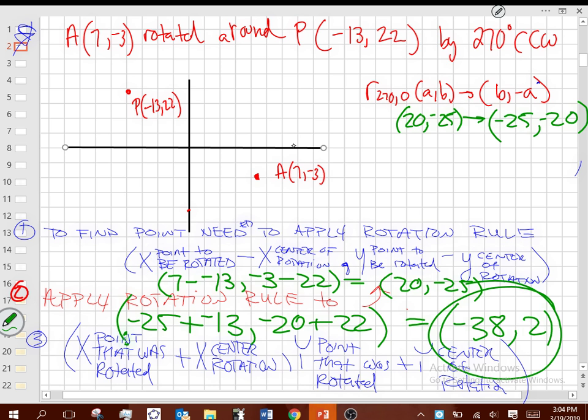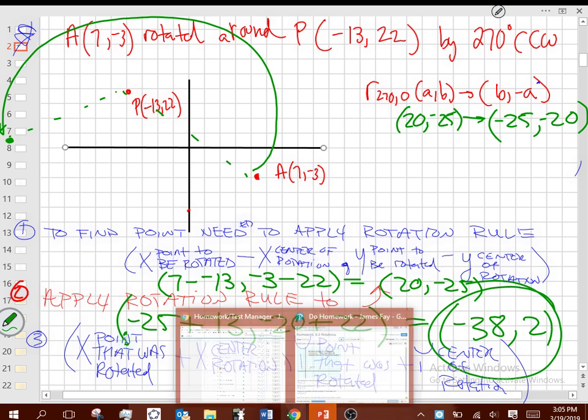Let's just think about what quadrant negative 38, comma 2 would be in. Negative 38 would be all the way over here somewhere, and 2 would be just above. Now the scale is messed up, but does that look like we've rotated around a circle, maybe 270 degrees? I'll show you how quick GeoGebra is at this. We can use GeoGebra to guarantee that this process is going to work.